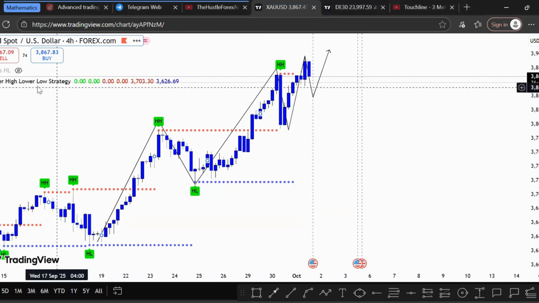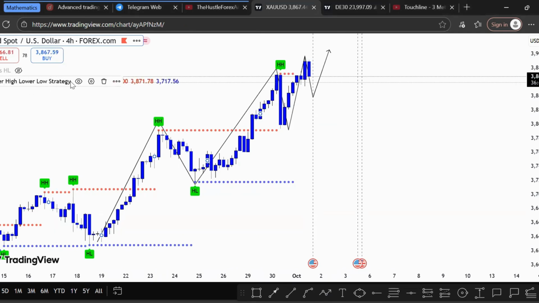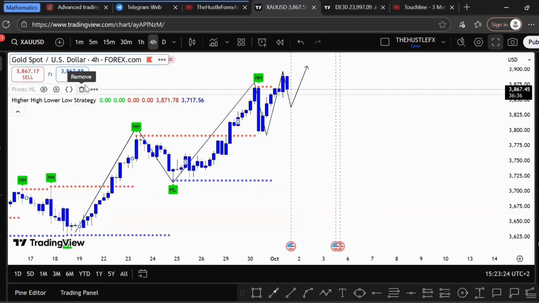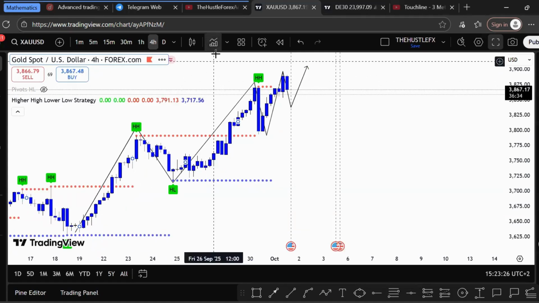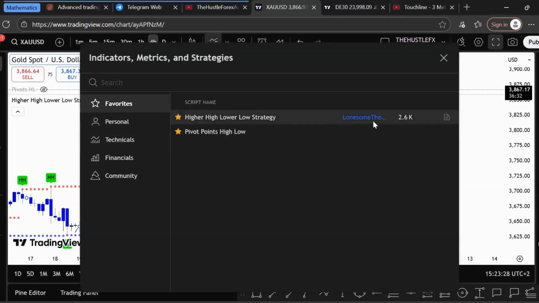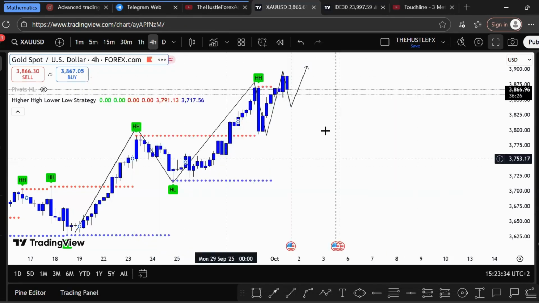Okay. The indicator is the higher high, lower low strategy on TradingView. Let me just show you. I think, yeah, this one by Lonesome. There's something like 2.6 people using it.